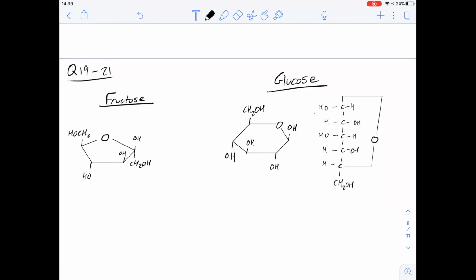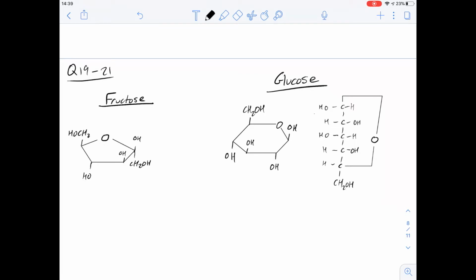Section 3 of the Orange booklet. This is a set of questions about Haworth and Fischer structures. We're given an example here of glucose, which I've copied out, and in question 19 we're asked: what is the Fischer structure corresponding to the Haworth structure of fructose, which we're also given?